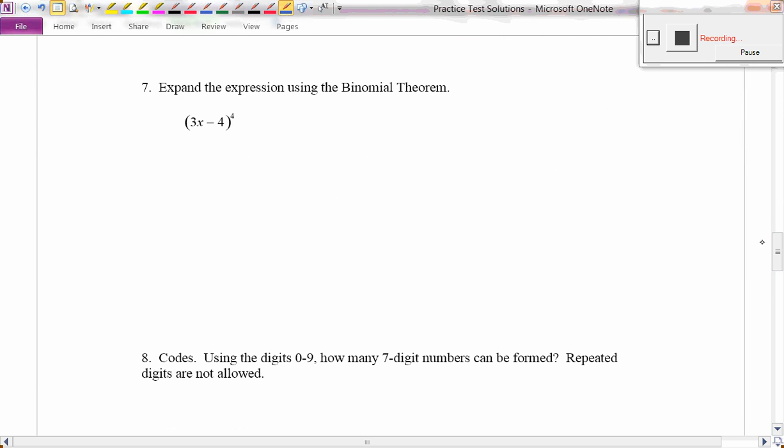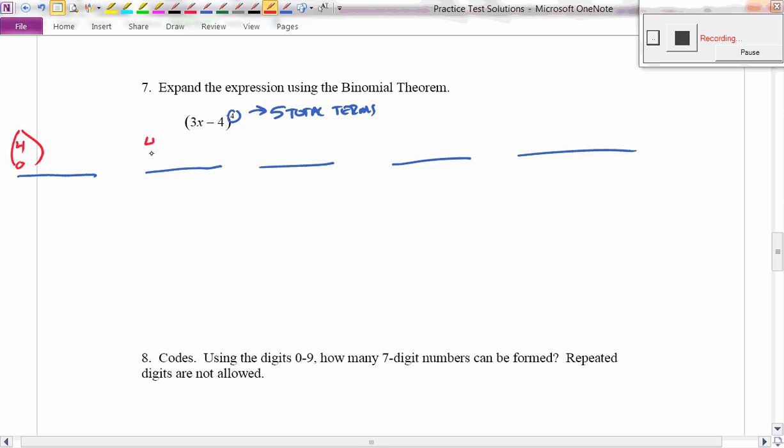Okay, number 7, expand using the binomial theorem here. So lots of work to be done for the setup phase, right? Notice that I have a 4th degree, so that means I'm going to have 5 total terms. So the first term, second term, third term, fourth term, and then finally the 5th term. I'm going to start with all of my chooses. So 4 choose 0, 4 choose 1, 4 choose 2, 4 choose 3, and finally 4 choose 4.